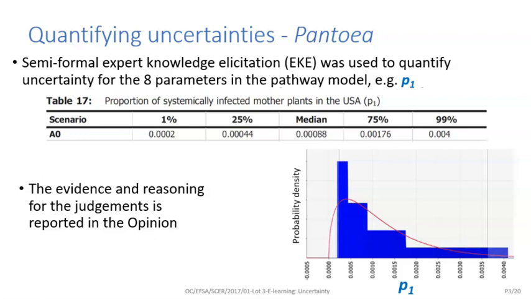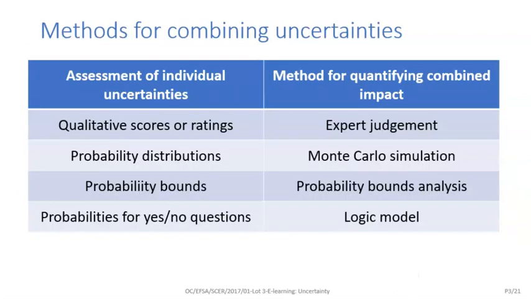This process was repeated for all 8 parameters in the model. The panel did not quantify variation in contamination between consignments in the model, but did a separate sensitivity analysis to explore the importance of this additional source of uncertainty.